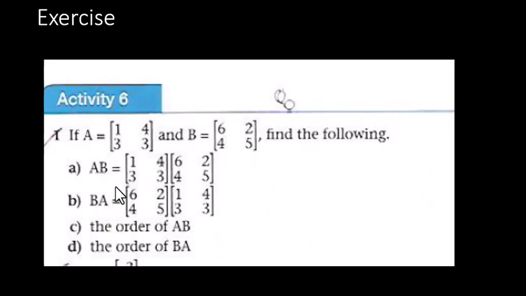Our exercise for today: if A is equal to these elements and B is equal to these elements, find the following. Find AB and then BA. Then find the order of AB, then the order of BA. So basically, this is our exercise for today.